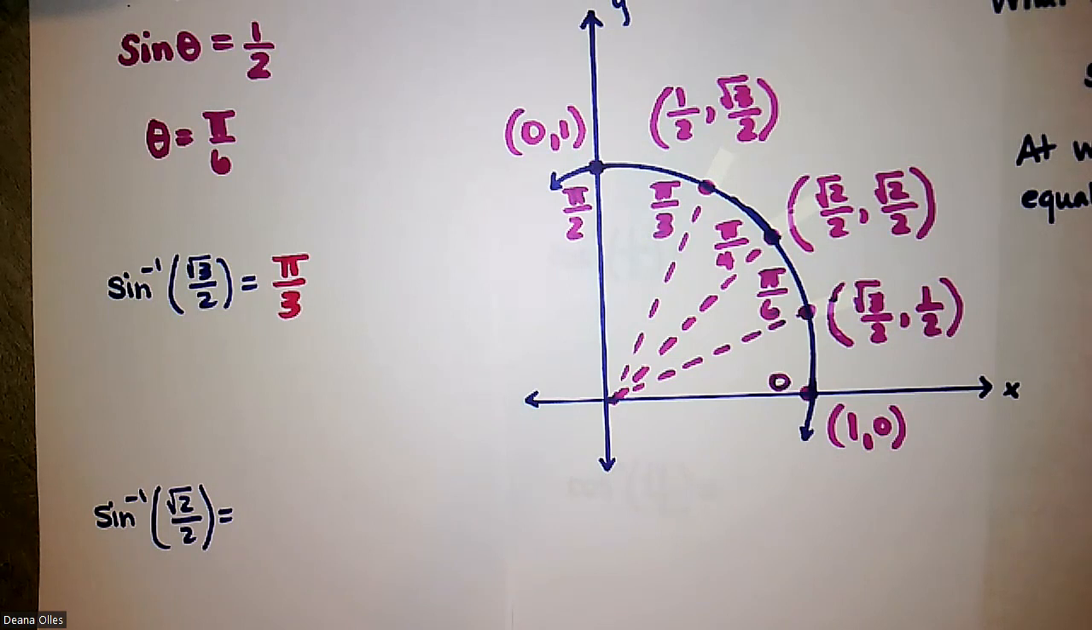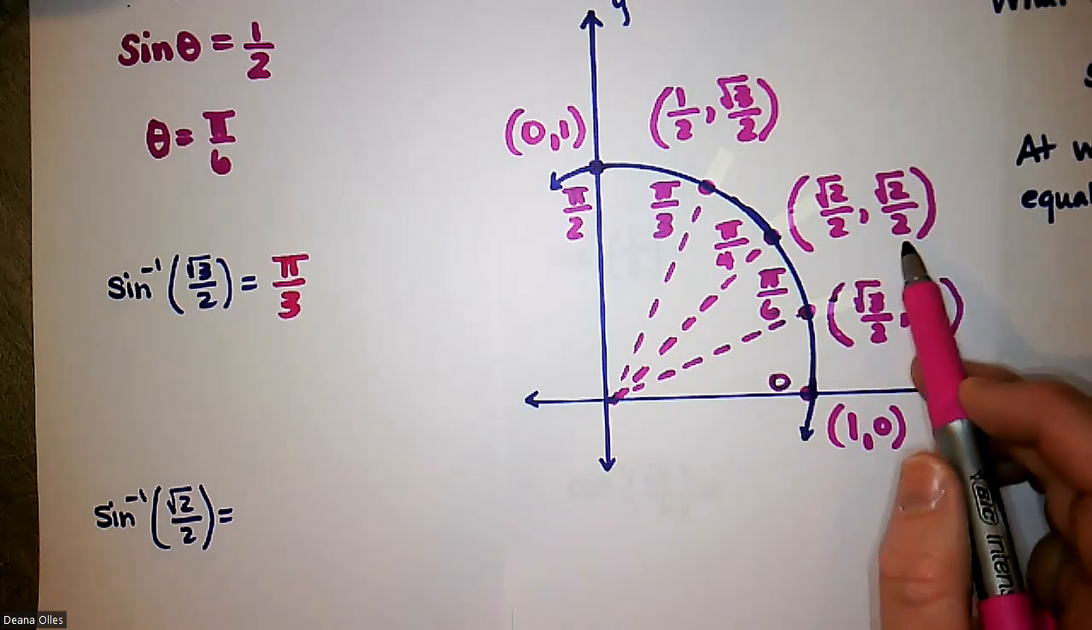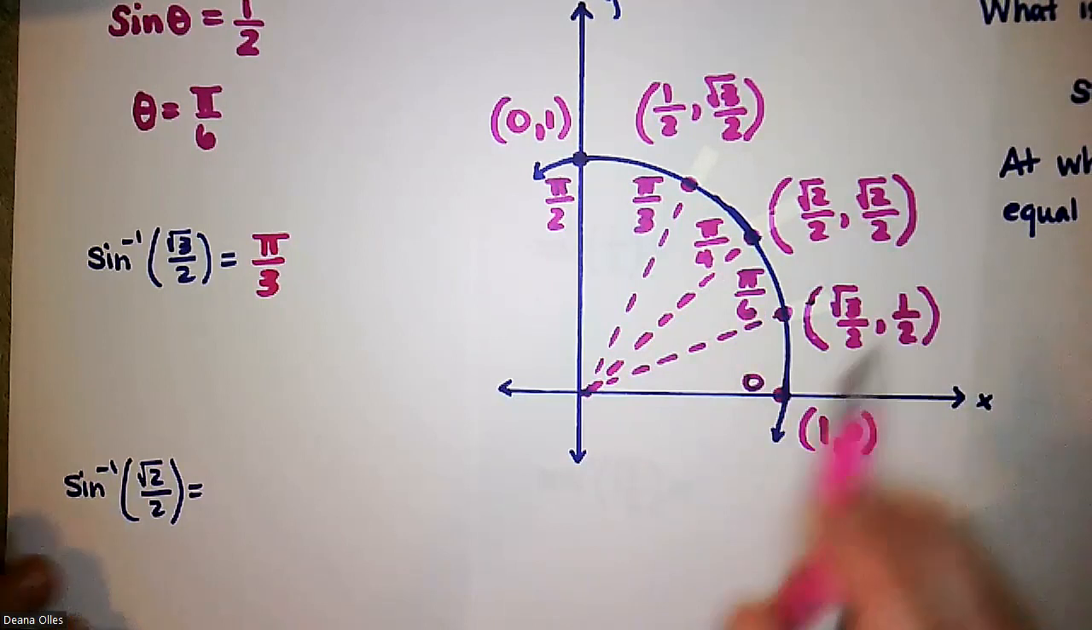New videos coming up. We'll talk about other aspects of inverse trig and where else we can be looking for these things. All right, radical 2 over 2. Let's see, the y value needs to be radical 2 over 2 because sine is the y value. So when is the sine equal to radical 2 over 2? Here it is, at pi over 4.